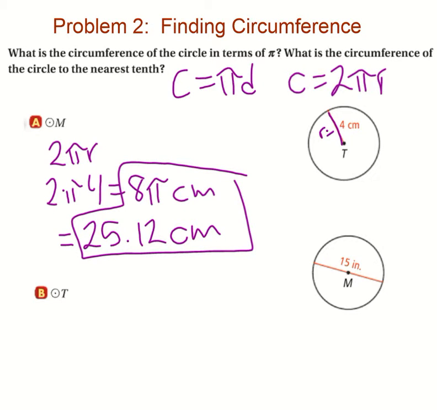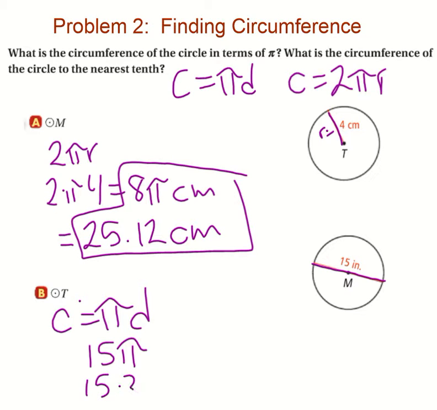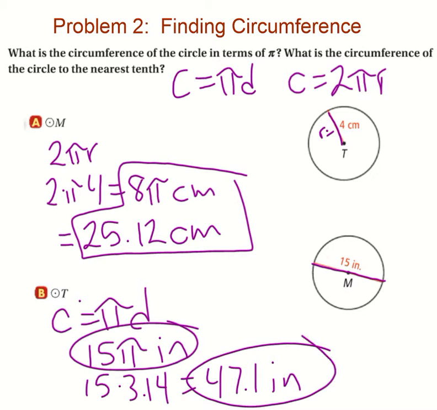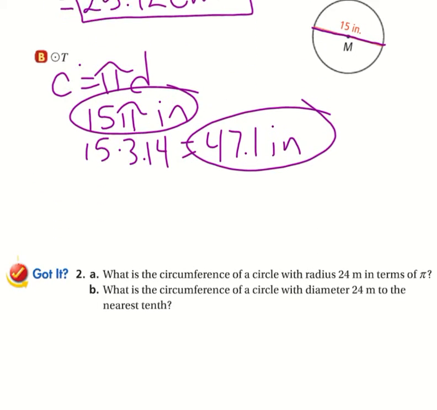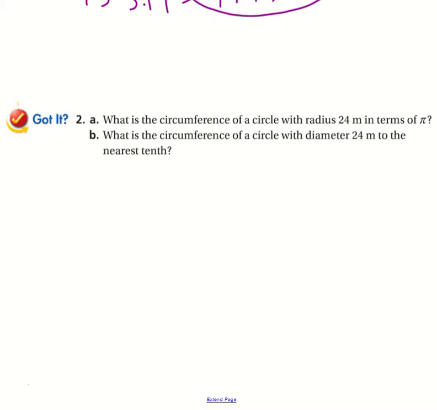If you look, that line goes all the way across, so what we're talking about now is the diameter. We're going to use C equals pi times diameter. The diameter is 15, so we get 15 pi for our first answer. And using 3.14 as our approximation, we go 15 times 3.14, and we get 47.1 inches and 15 pi inches. That is what we should have gotten for our two answers on that one. So what I'd like you to do now is pause the video and do problem 2A and B.